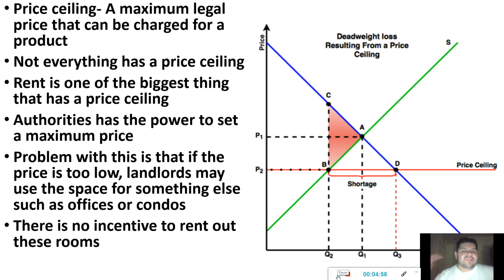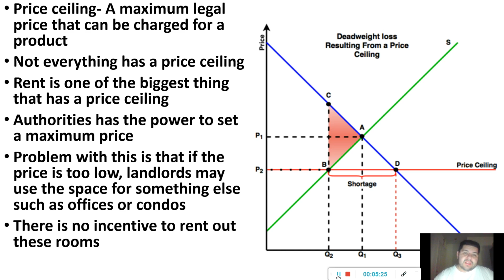All right, so price ceiling is the maximum legal price that can be charged for a product. Now not everything has a price ceiling. Like a bag of chips, someone tries to sell it for $10, fine, you can sell it for $10. But the thing is, nobody's going to buy it. People are going to buy that $1.50 bag, maybe even the dollar bag, because it's cheaper. There's other things you can get.